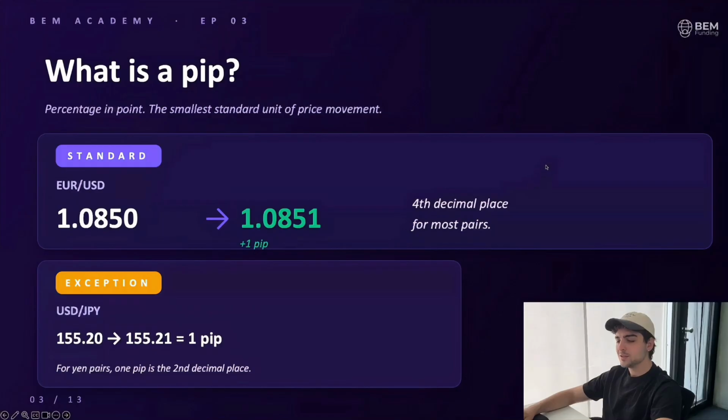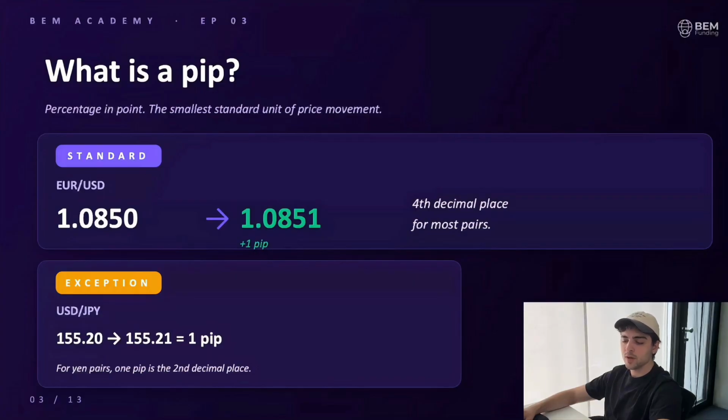A pip, short for percentage in point. It's the smallest standard unit of price movement in a forex pair. For most pairs, 1 pip is the 4th decimal place. Euro/USD moves from 1.0850 to 1.0851. That's 1 pip. The exception is any pair with the Japanese yen. For those, 1 pip is the 2nd decimal place.